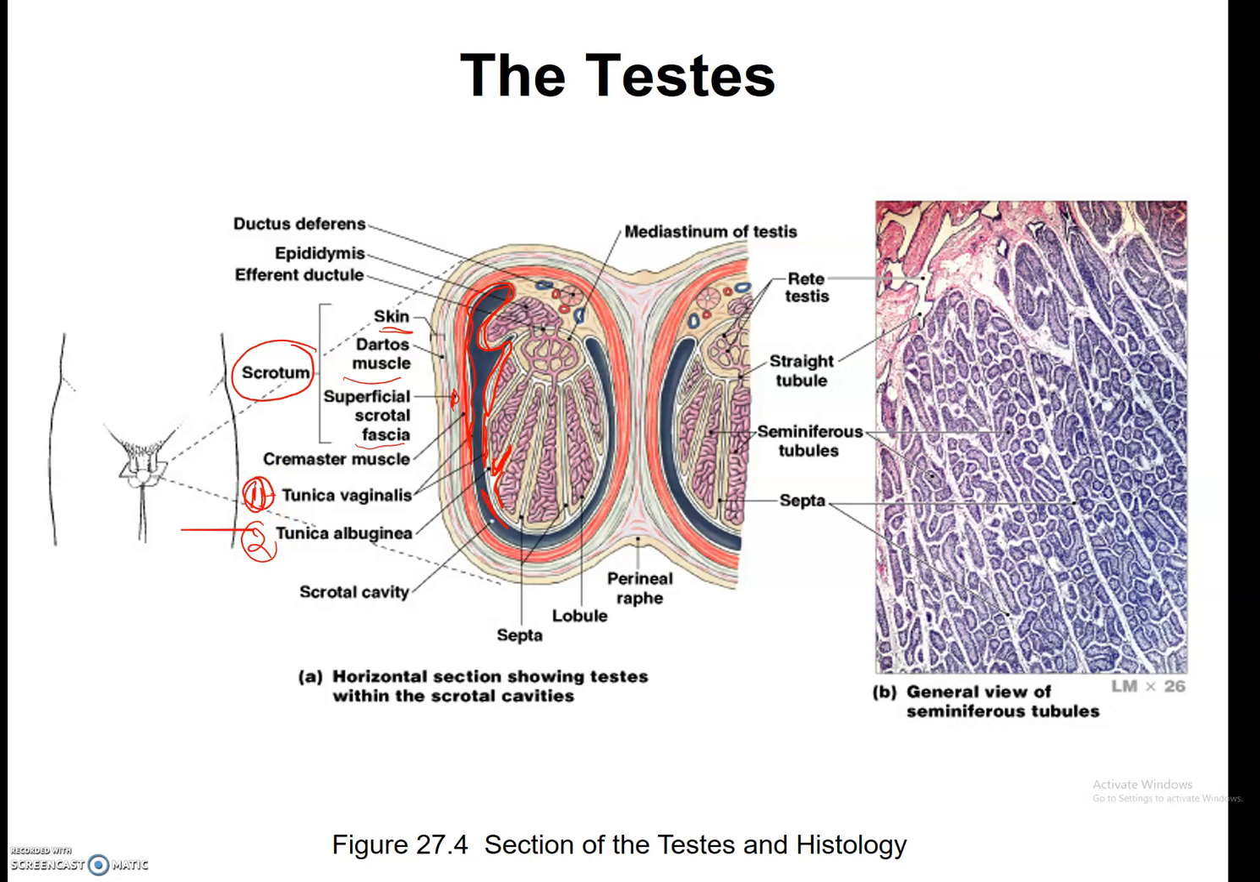Now the septa are going to be separating each individual lobule. So here's the septa, these regions here, the white regions between each lobule. And then we have the perineal raphe. The perineal raphe is the separation between the two halves of the testes.